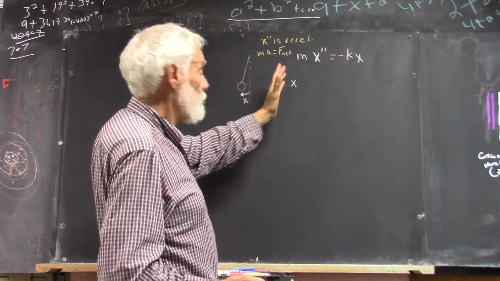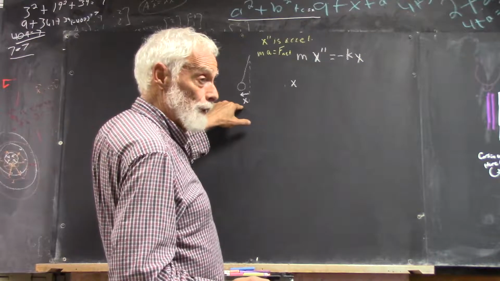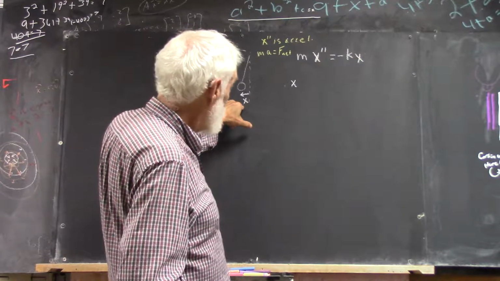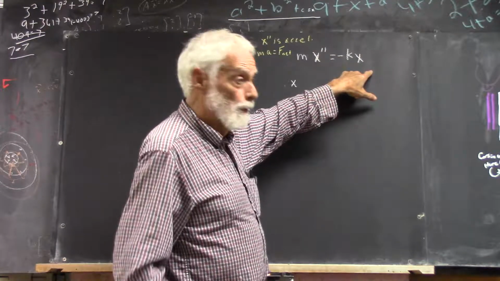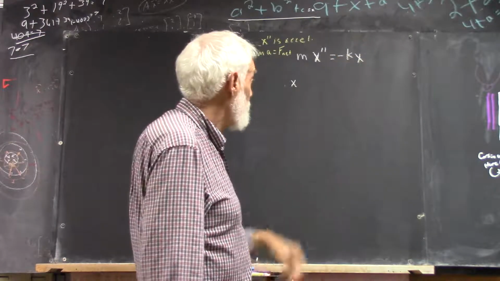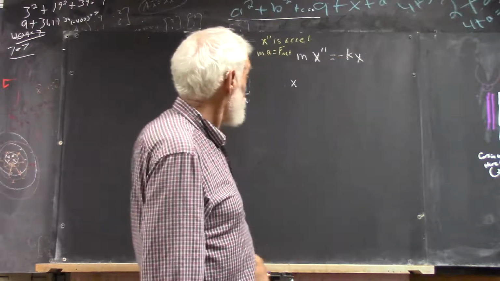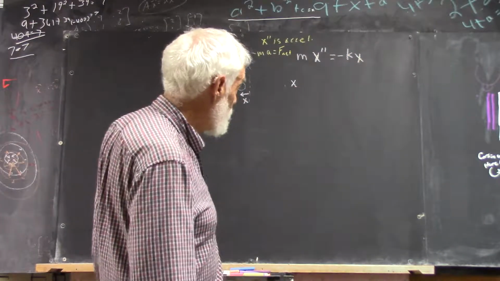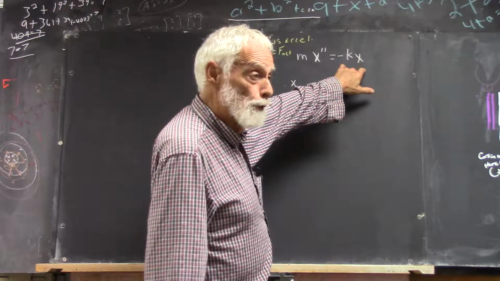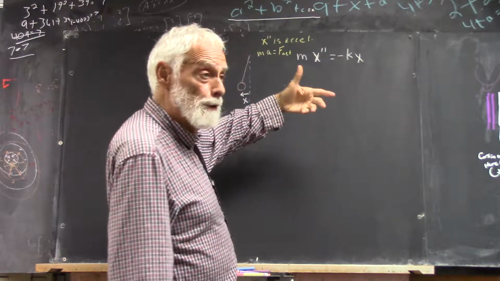So if it's freely swinging at its position X, it's going to experience a net force of negative Kx. And we can prove that using a little trigonometry, but I'm not going to do that. Just some similar triangles and a little concept of force. So this is net force on a free pendulum.